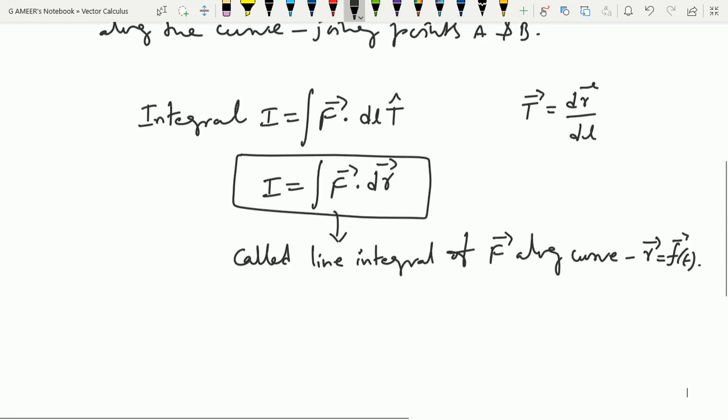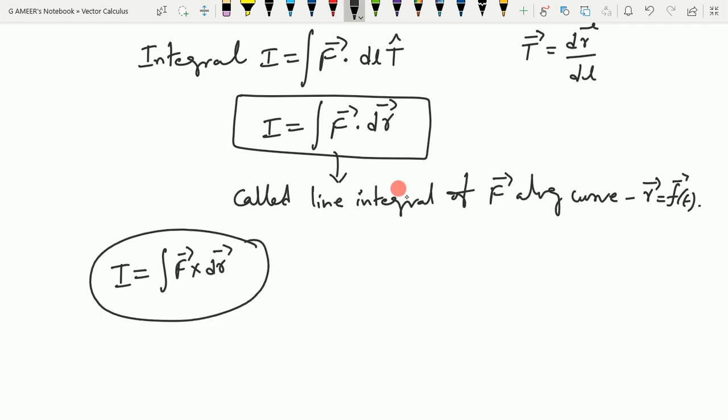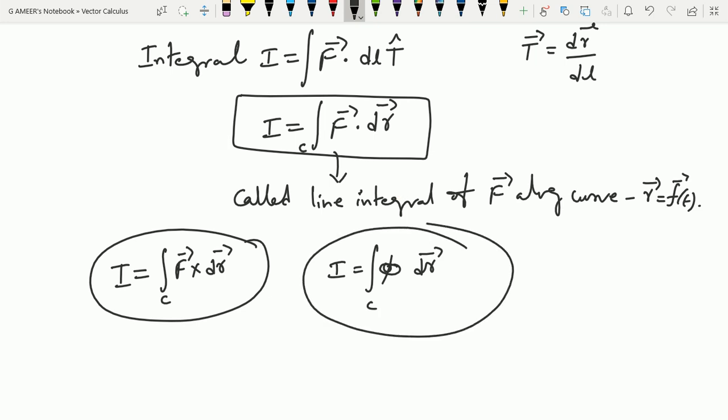These integrals can be of other types also. Instead of a dot product, we can take a cross product also. Then I is equal to the integration of F cross dr, which is also a line integral along the curve C, where C means curve. Even the integration of phi dr, where phi is a scalar function, is also a line integral along the curve C.